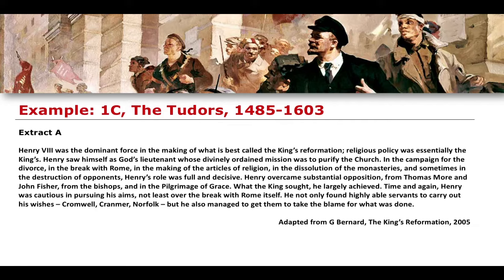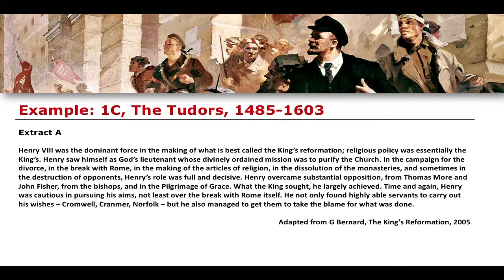It says that Henry VIII was the dominant force in the making of what is best called the King's Reformation. Religious policy was essentially the king's. Henry saw himself as God's lieutenant, whose divinely ordained mission was to purify the church. In the campaign for the divorce, in the break with Rome, in the making of the articles of religion, in the dissolution of the monasteries, and sometimes in the destruction of opponents, Henry's role was full and decisive. Henry overcame substantial opposition from Thomas More and from John Fisher, from the bishops, and from the Pilgrimage of Grace. What the king sought, he largely achieved.